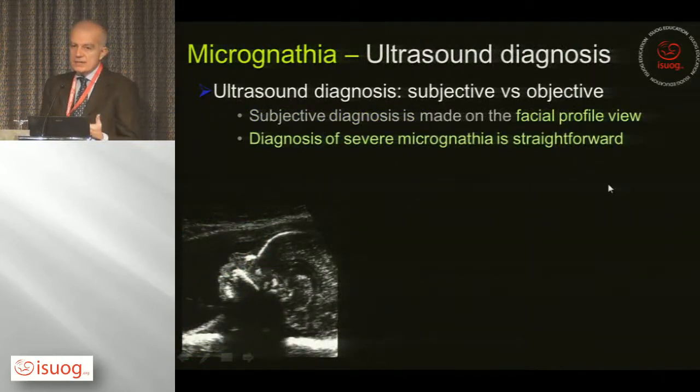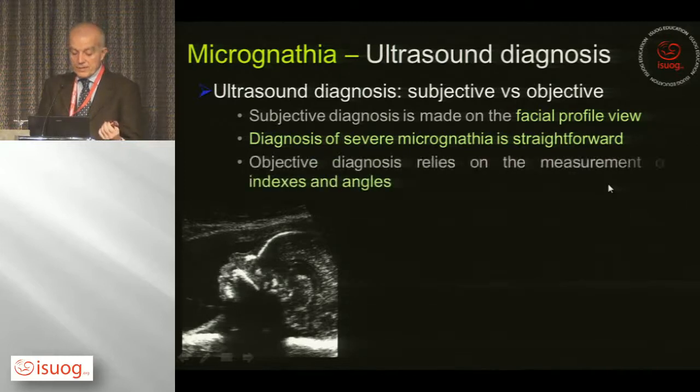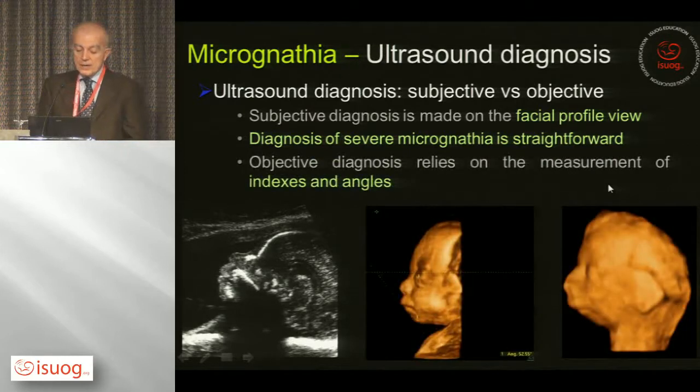If you have a very severe case of micrognathia, there is no problem in making it out on the mid-sagittal profile view of the fetal face. But if you have moderate micrognathia, then you may wish to substantiate it by using some indexes or some angles that can be measured. There are a lot of publications in the literature over the last 10, 15 years, showing you different methods for assessing this.